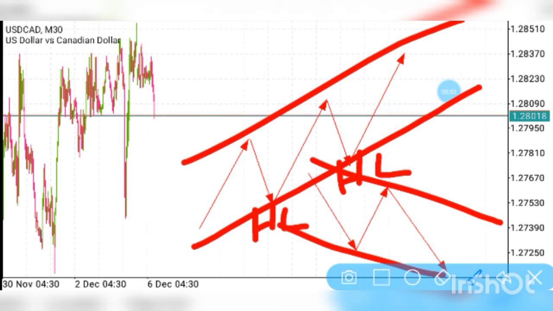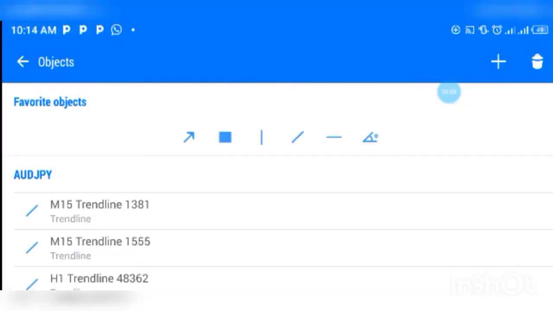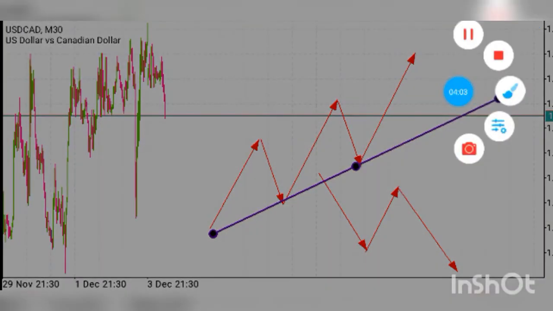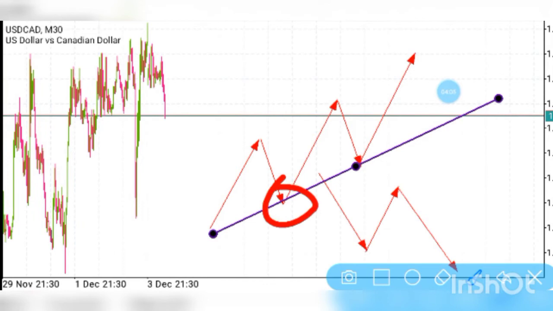So until there's a connection like this, two higher highs, two higher lows, then you can see what that is: a trend line as this. Now you see the connection. There is a higher low here, a higher low here. So this is actually a connection.